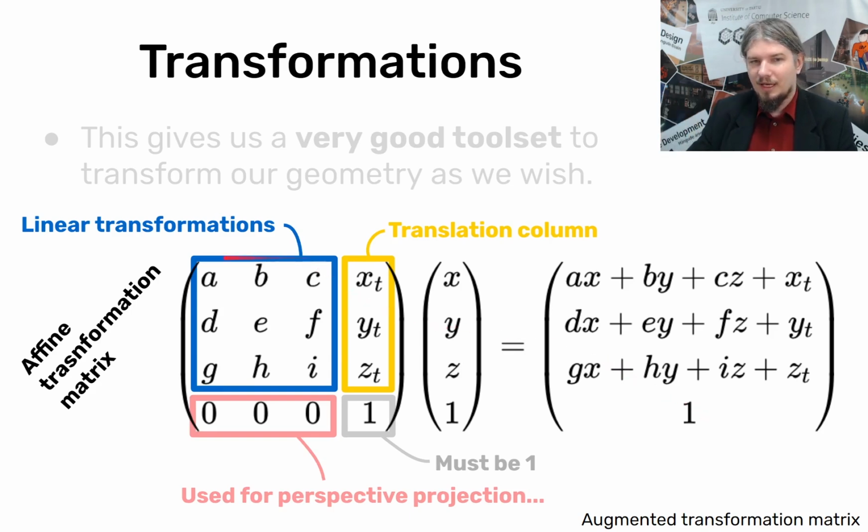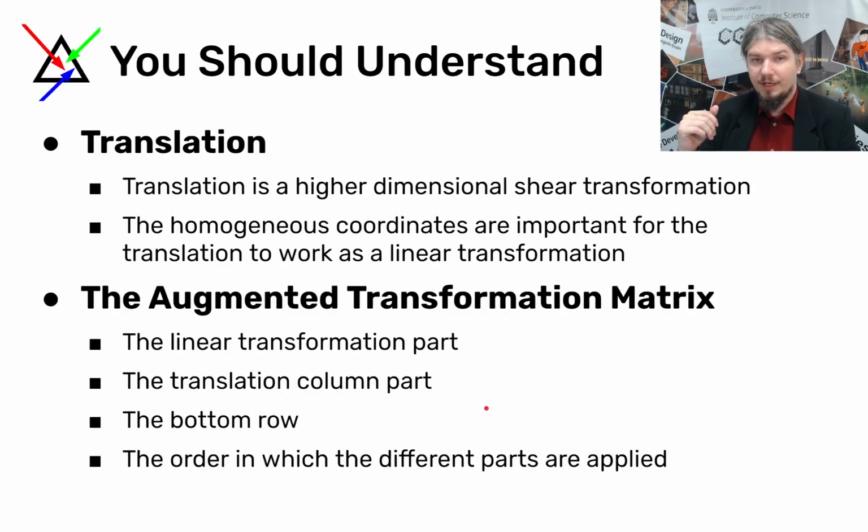You should remember right now that there are these linear transformations here, this translation column, these zeros and 1, and we use it on the coordinates in this homogeneous notation. Now from this video you should understand translation. You can imagine translation as this higher dimensional shear operation, and you know now where the homogeneous coordinates are important. So they're important for the translation to work as this linear transformation.